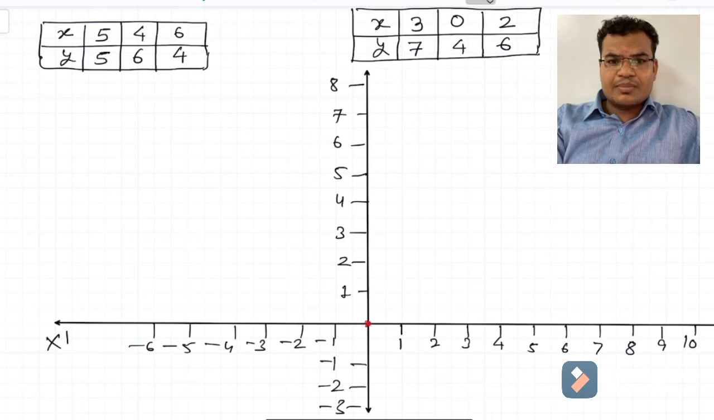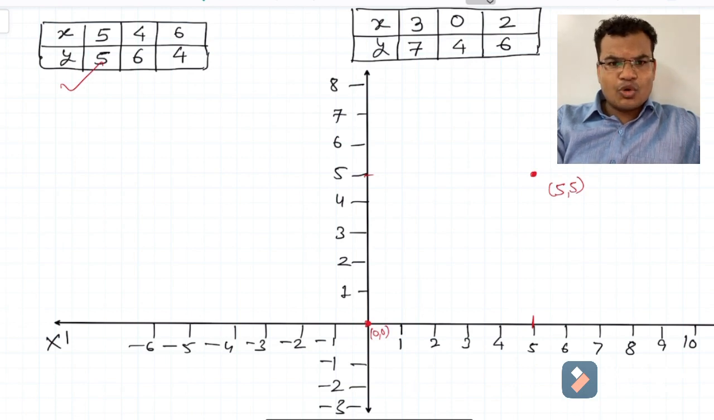So guys, this is my Cartesian plane. X and y axis is ready. Now I will plot this 5, 5, 4, 6 and 6, 4 on this. So 5 on the x-axis, y is again 5. So intersecting point between this will be 5, 5. This is my first point.